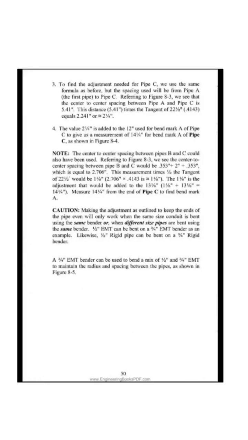Caution: making the adjustment as outlined to keep the ends of the pipe even will only work when the same size conduit is bent using the same bender, or when different size pipes are bent using the same bender. 1/2 EMT can be bent on a 3/4 EMT bender as an example. Likewise, 1/2 rigid pipe can be bent on a 3/4 rigid bender. A 3/4 EMT bender can be used to bend a mix of 1/2 and 3/4 EMT to maintain the radius and spacing between the pipes, as shown in figure 8-5.